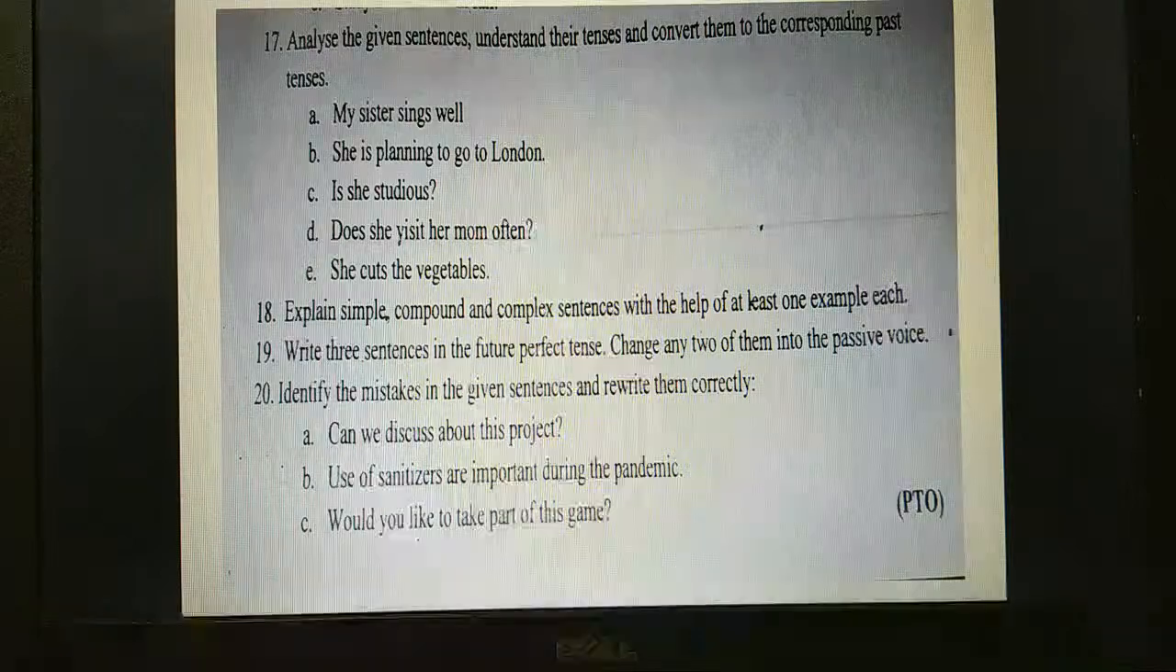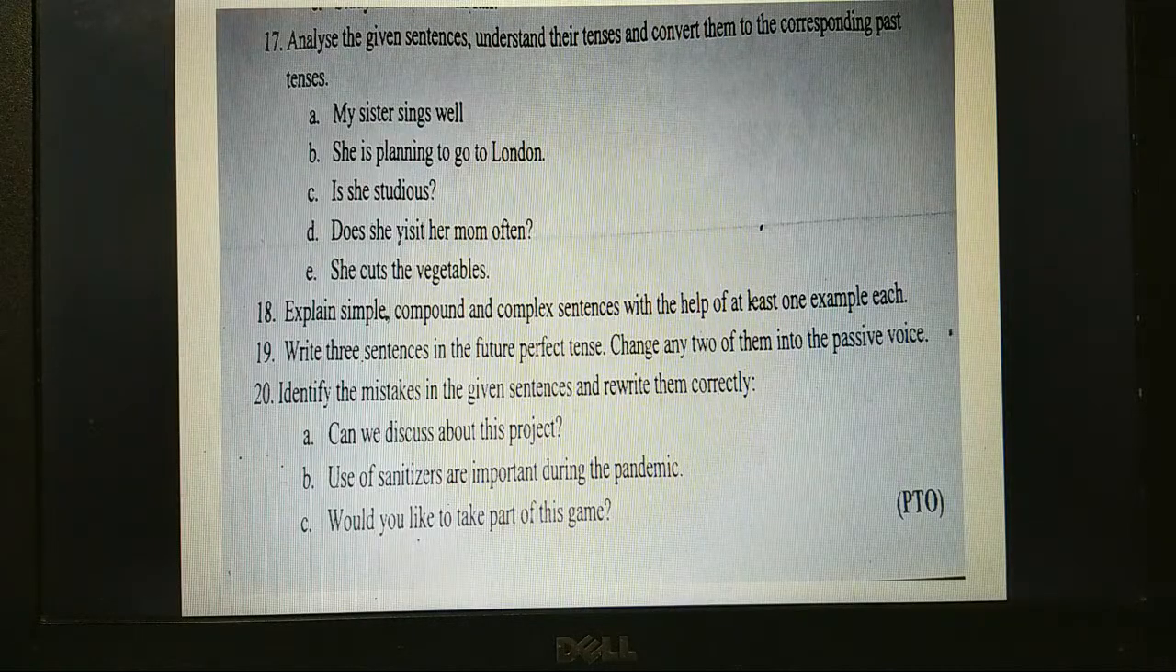If use is singular, are is wrong, and you will write, use of sanitizers is important during the pandemic. Use of sanitizers is important during the pandemic. Okay, remember? So you will have to give an explanation for your correction. Identify the mistakes in the given sentence and rewrite them correctly.